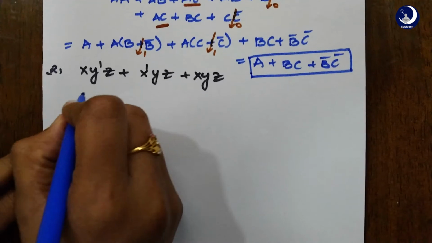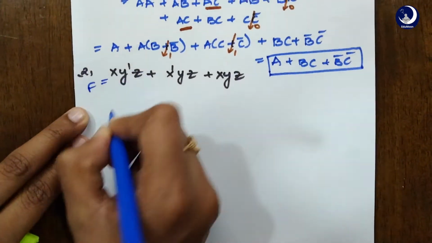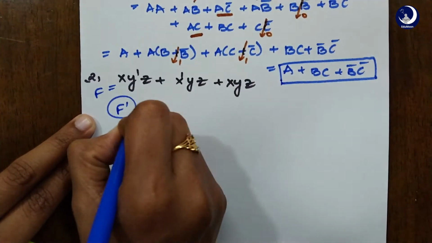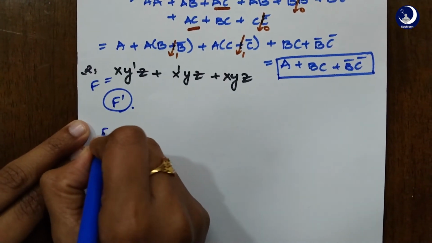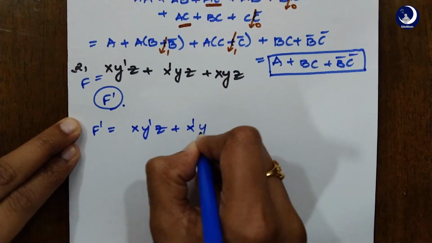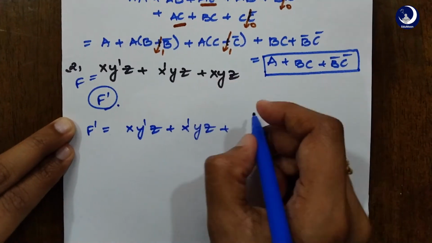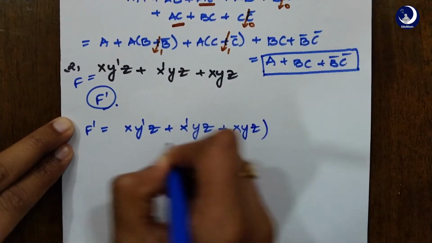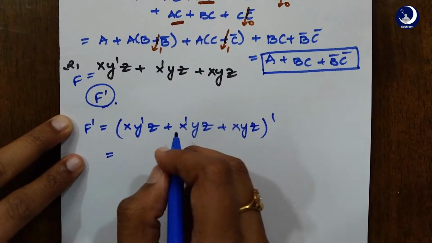Now let's try solving the other one. Now let this be F. Now we are asked to find the F complement, right? How do we do that? So F bar equals xy bar z plus x bar yz. I'm just writing the entire question again, don't confuse. xyz whole bar. Now, how do we solve that?